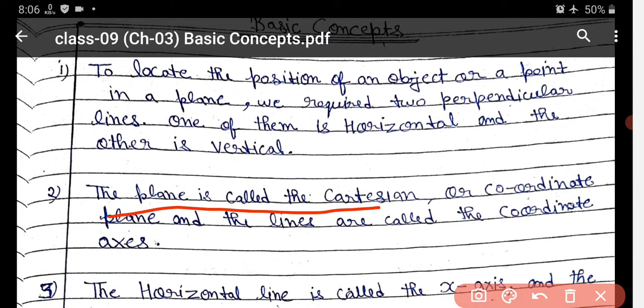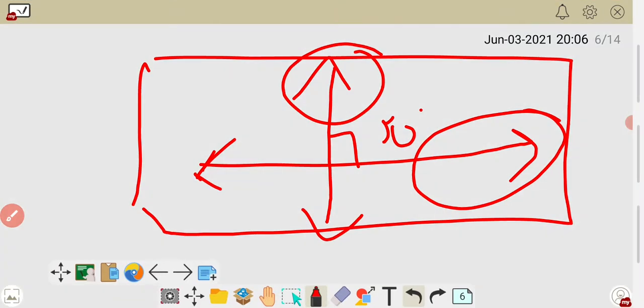This plane is known as what? It is called the Cartesian plane or coordinate plane. You can call it the Cartesian plane or coordinate plane, and the lines are called the coordinate axes. One more thing we have to discuss here. We have to draw these two lines now. So this is the vertical line, this is the horizontal line, and this is the vertical line.